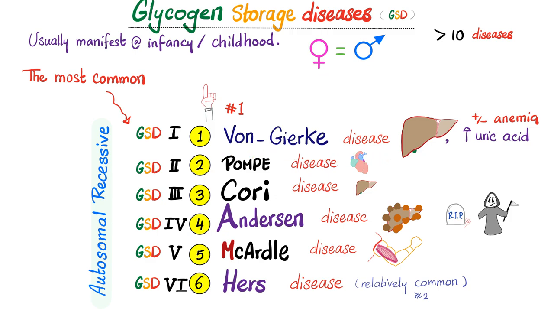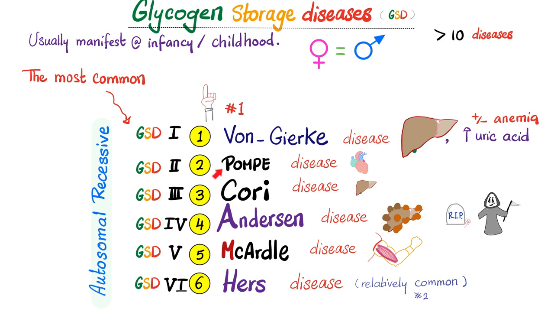Now let's memorize one or two things about each disease. Von-Gierke's disease is the most common, although some textbooks will claim that type 6 is now the most common. Von-Gierke is the one that affects the liver. It has high uric acid, which increases the risk of gout, and it can have anemia.